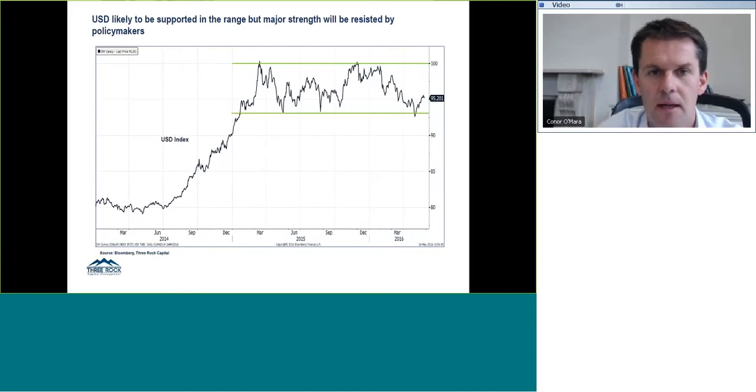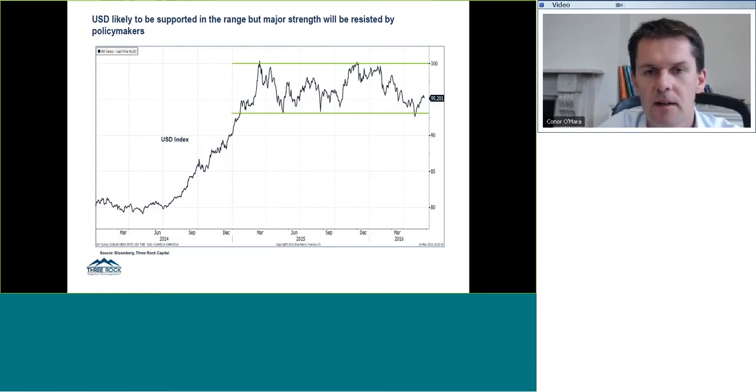And now the dollar is important, and it's certainly likely to be supported, but only in the range, I think. Major dollar strength, a renewal of the uptrend, will be resisted by policymakers, including the Fed. So I don't expect a whole lot in FX. I don't expect FX to do a great deal.